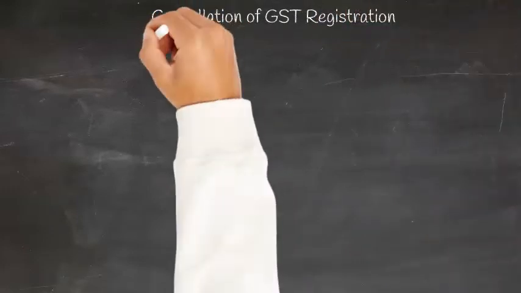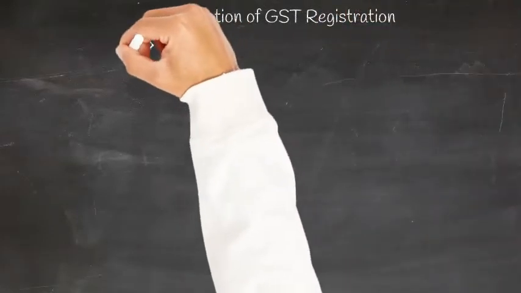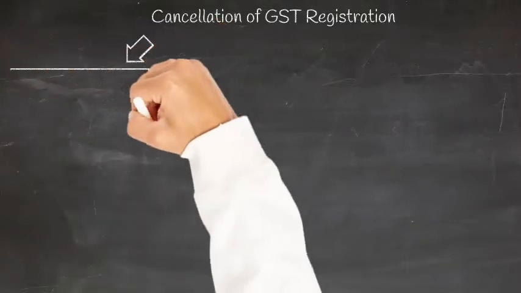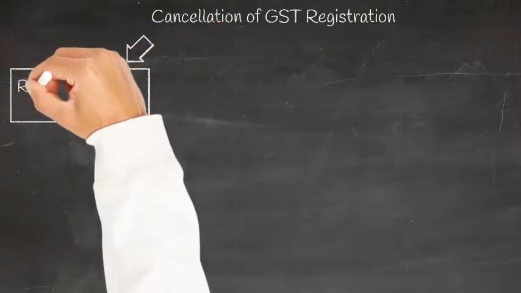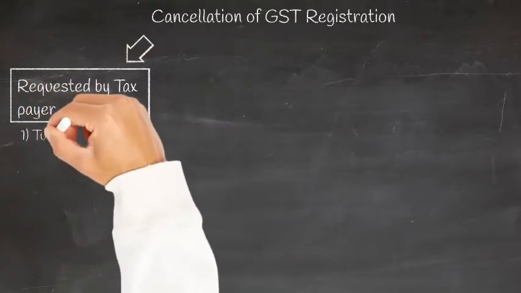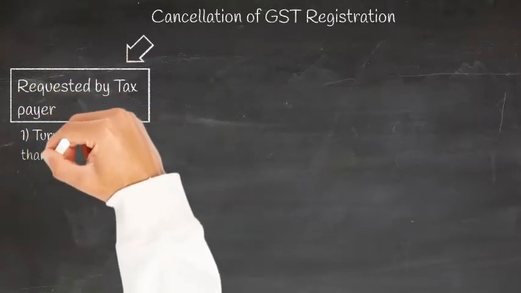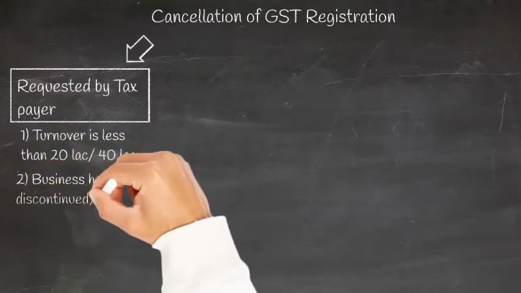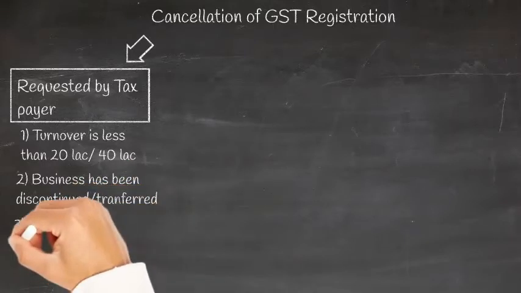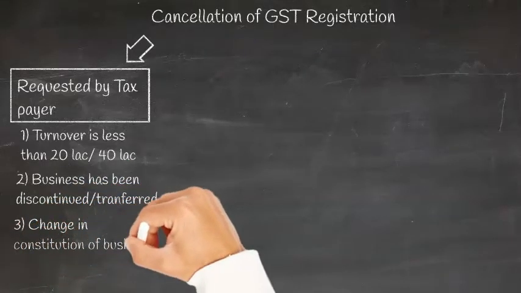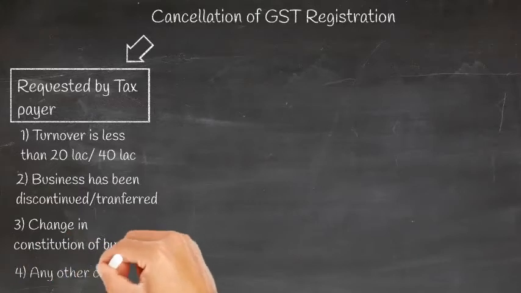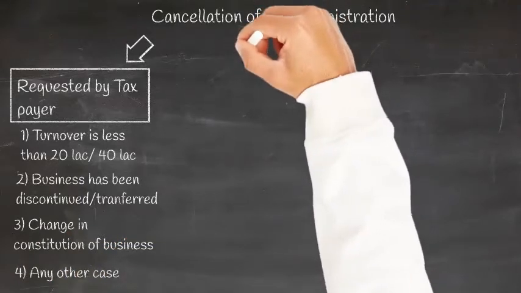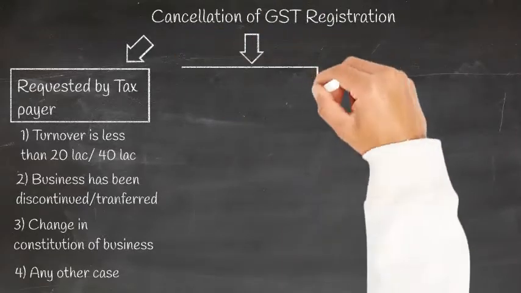Now, let's understand how the GST registration can be cancelled. First, for cancellation of GST registration, the taxpayer can request himself. The conditions are as follows. First, where the turnover of his business is less than 20 lakhs or 40 lakhs depending upon the location of the business, where his business has been discontinued or transferred, where there is a change in the constitution of business, and any other case.